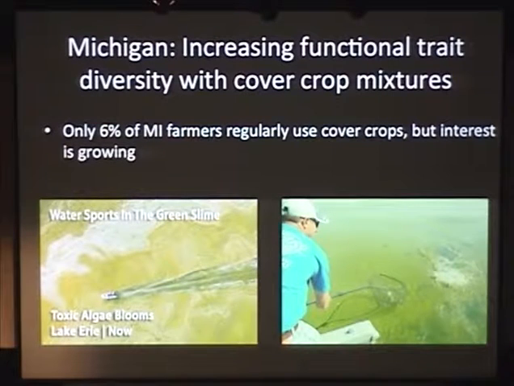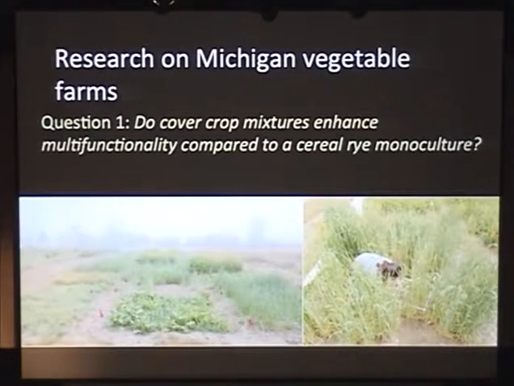In Michigan, currently only 6% of farmers regularly use cover crops, but interest in this practice is very quickly growing. So we've partnered with 10 vegetable farmers in this region just to start out with this work. They're not certified organic, but they mostly manage their farms organically. And we've asked a number of questions together across these farms, and I'll only have time to talk about 2 of them today. So the first one is, do cover crop mixtures enhance multifunctionality compared to a cereal rye monoculture? So cereal rye is the most common cover crop in the state of Michigan and in the upper Midwest. It has low seed cost, and it very reliably establishes in the fall and survives the winter.